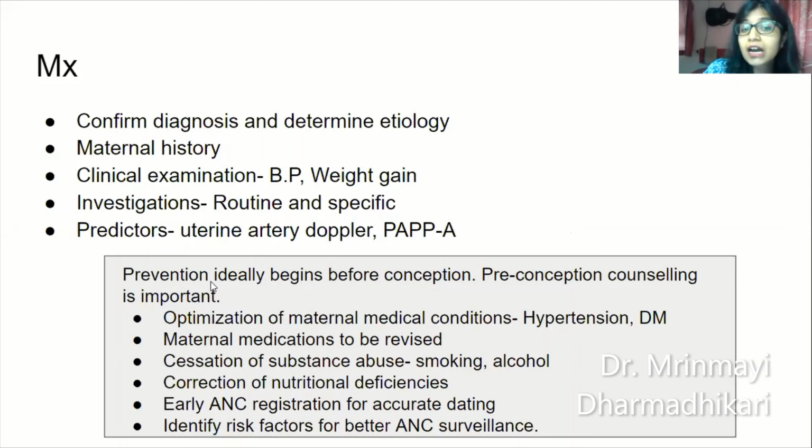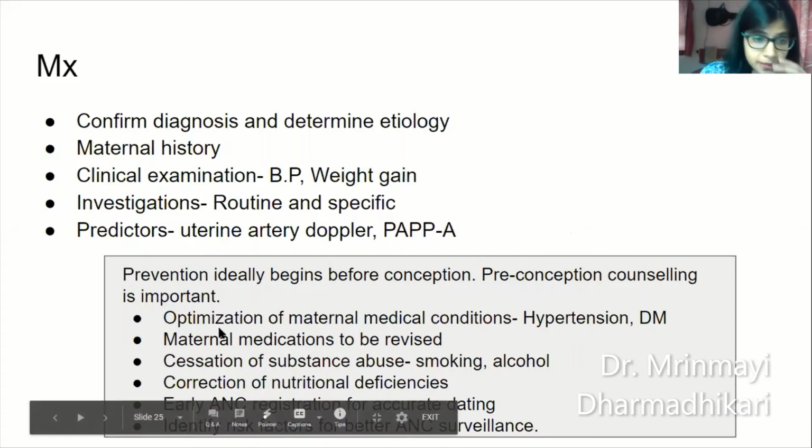Prevention of IUGR ideally begins before conception. So if you have the opportunity of meeting with the patient in the preconceptional period, nothing like it. Preconception counseling is very important. Optimization of maternal medical conditions such as hypertension and diabetes. Maternal medications should be revised to prevent teratogenic effects. Cessation of substance abuse, so counseling regarding stopping of smoking as well as alcohol consumption.